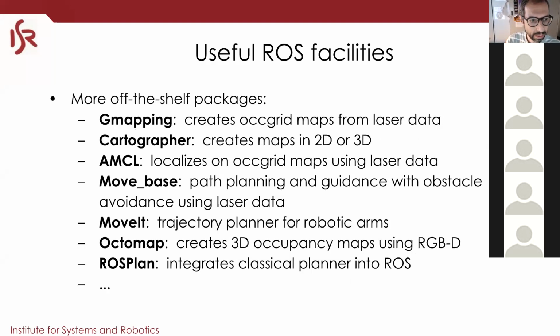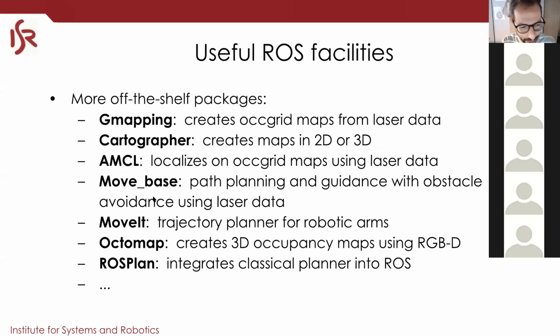Okay, and finally, just a very brief overview. Gmapping is for creating occupancy grid maps from laser data. So you can just run Gmapping and create a map of your environment out of the box with ROS, no programming necessary. Cartographer allows you to do 2D or 3D maps. AMCL allows you to, out of the box, localize your robot once you have the map, okay. Move base allows you to move your robot from one point to the other out of the box.